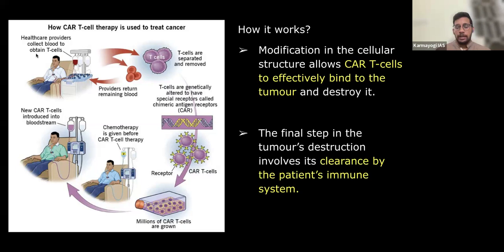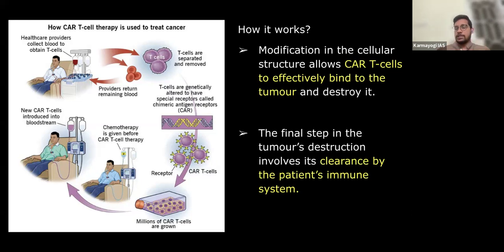So here, let's understand the process. If you understand the process, it is very easy for you to know about the mechanism, right? So healthcare providers collect the blood in the first stage, from the person who is suffering from cancer, right? Once the blood is collected, they will separate the T cells from that particular blood. Obviously the blood consists of WBC and RBC, and within WBC we have T cells. So T cells are separated and the blood is sent back to the body, right?